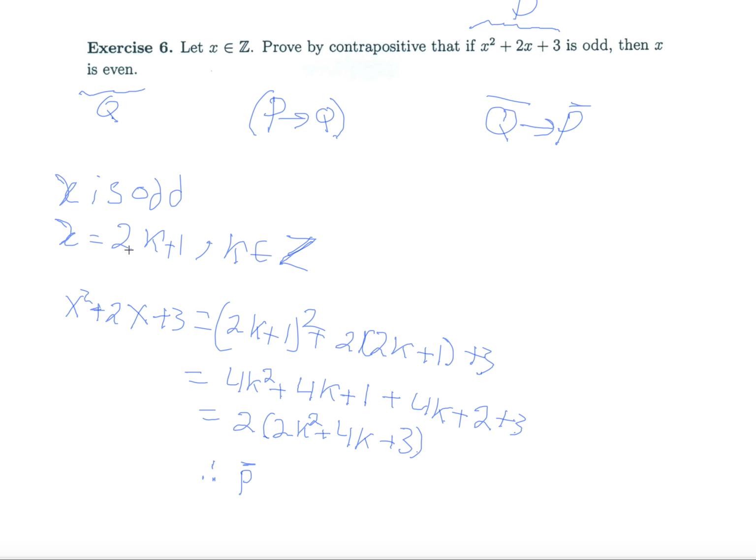So we started from q bar and reached p bar. We say that q bar implies p bar, then p implies q. This is the definition of contrapositive, and this is one example, and thank you for listening.